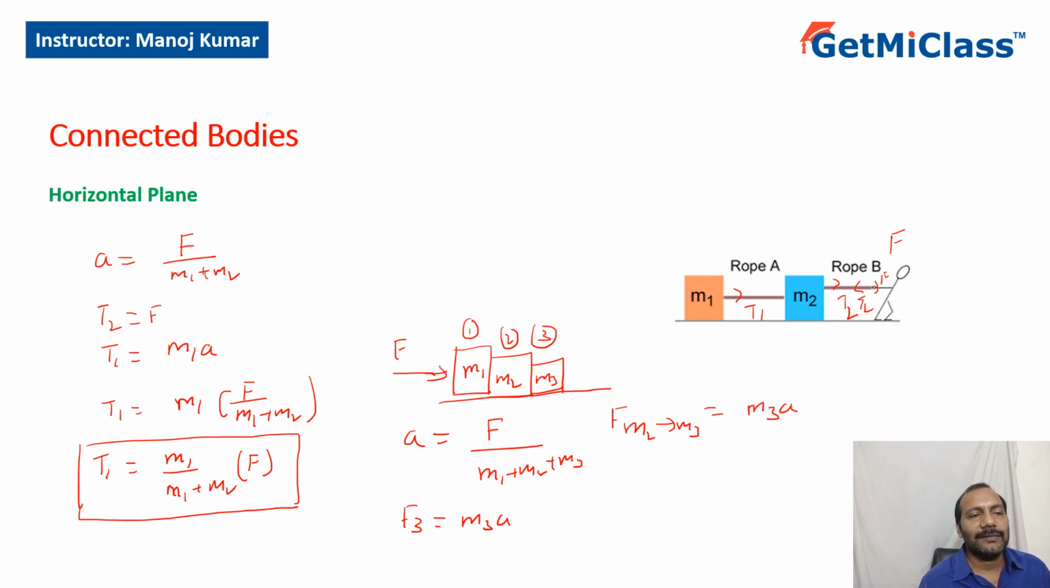Now similarly, if I want to find the force applied by M1 on M2, M1 doesn't know that there are two bodies M2 and M3, so it is pushing both the bodies. So the force applied by M1 on M2 equals M2 plus M3 into A. The normal reaction on M1 would be just the opposite of it. Similarly, the normal reaction on M2 would be just opposite of this. So this is in the case of bodies on a horizontal plane.